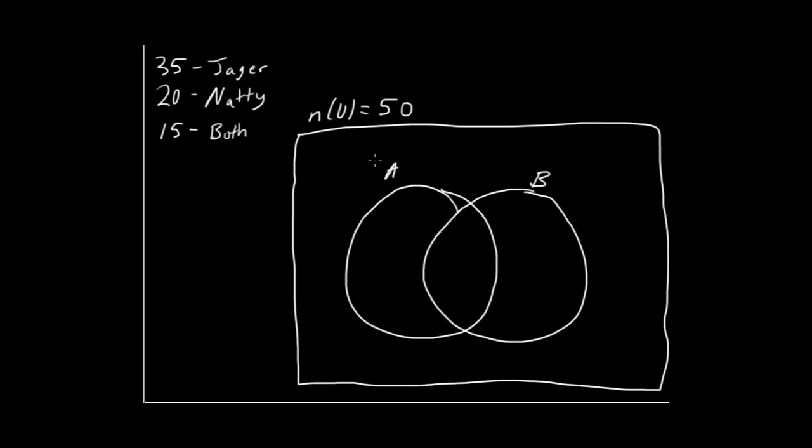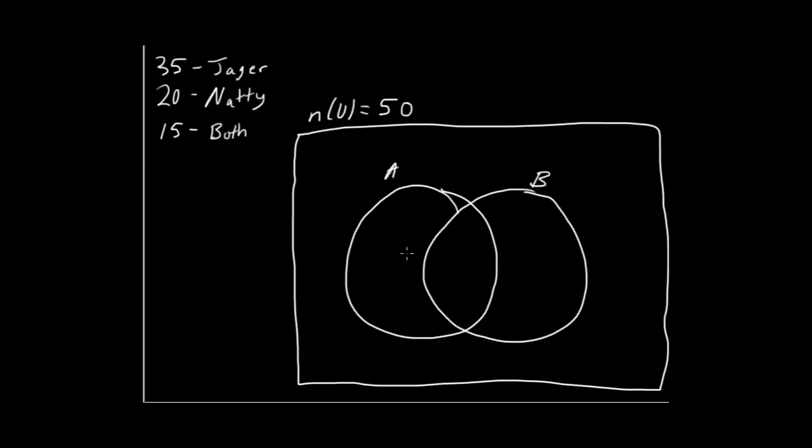Okay, here we have a word problem involving partitions, and we're going to use a Venn diagram to solve the problem. The problem reads, there are 50 students at a house party. 35 of them are drinking Jägermeister, 20 of them are drinking Natty Ice, and 15 are drinking both and are probably going to die. We're trying to solve for the number of students drinking neither Jägermeister nor Natty.